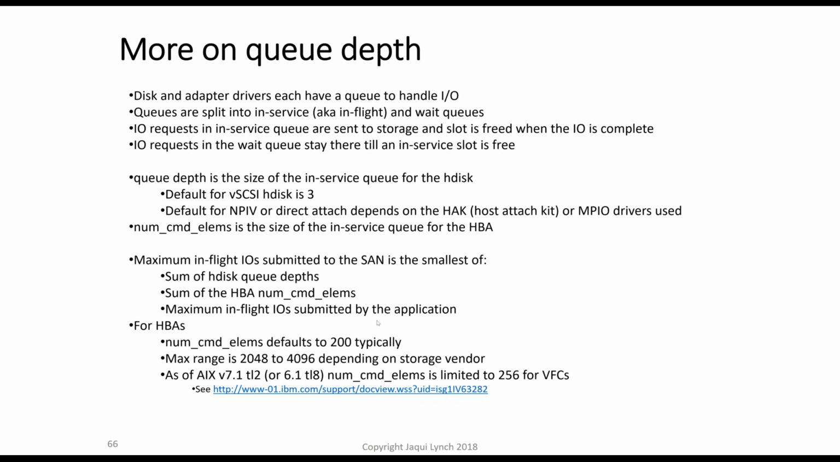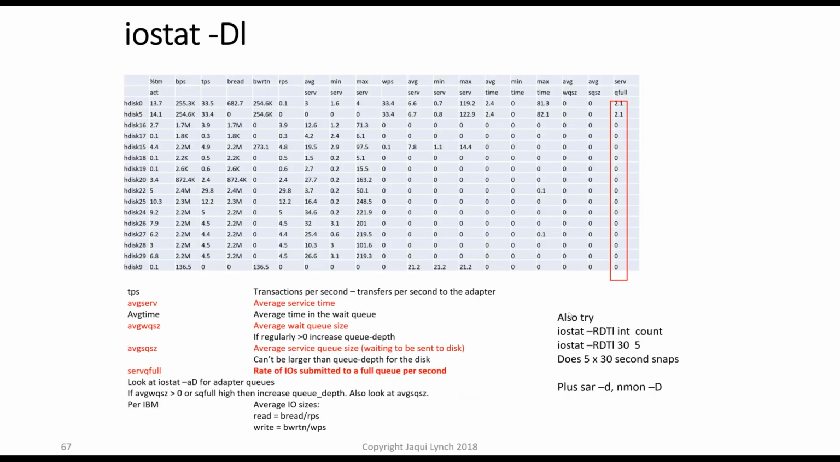We're going to talk about HBAs. HBAs are impacted by num command elms and also a max transfer size. And at one point you could bump them up on both the VIO servers and the client. Then they changed it so that you limited the clients, and now they've changed it again so that you're not limited. So we'll get into that in a minute.